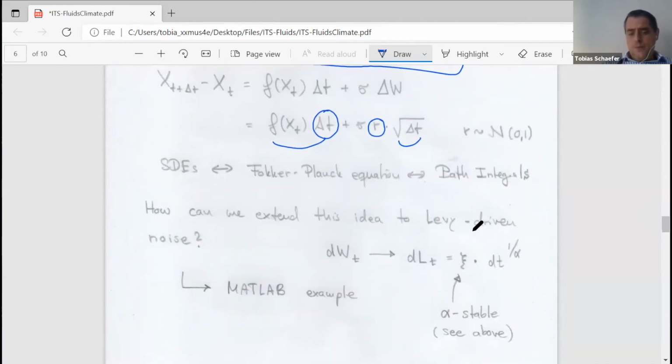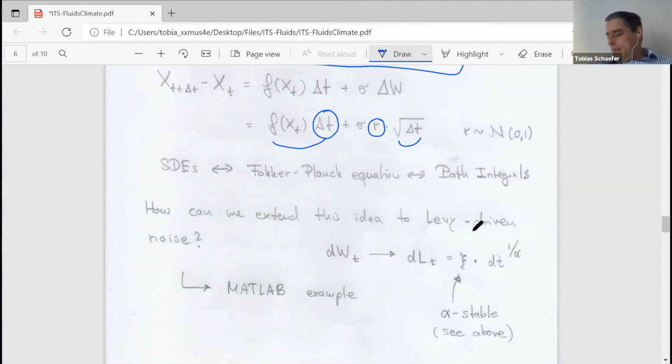Also, just to mention, there is a strong relationship between stochastic differential equations and associated partial differential equations, in particular the Fokker-Planck equation. This idea that stochastic equations and partial differential equations are strongly related is one of the things that we will exploit and explain in a few minutes. There's another equivalent formulation of this in terms of path integrals.